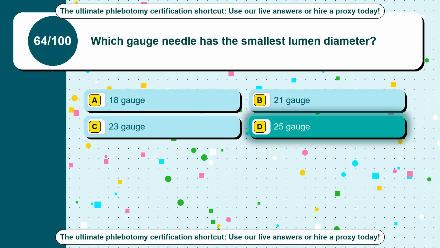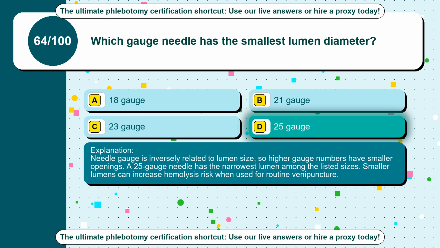The correct answer is option D, 25 gauge. Needle gauge is inversely related to lumen size, so higher gauge numbers have smaller openings. A 25 gauge needle has the narrowest lumen among the listed sizes. Smaller lumens can increase hemolysis risk when used for routine venipuncture.